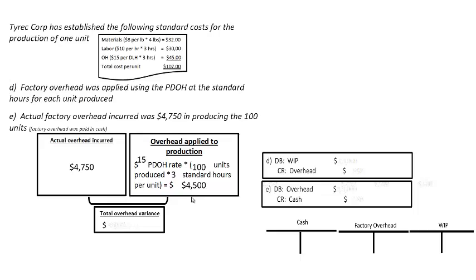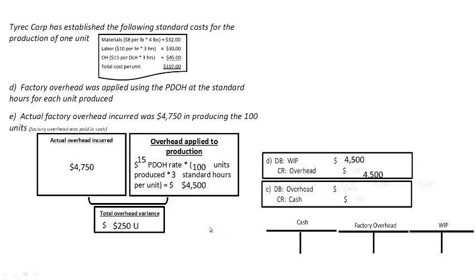So if we look at the difference between the two, what we see is we have a total overhead variance and it's unfavorable for $250. Now we're going to go over the journal entries for D and E as calculated here. If we take a look at D, we credit overhead for $4,500, which is the amount of overhead that we've applied to production, and there's the amount that we've applied to work in process and production of $4,500.